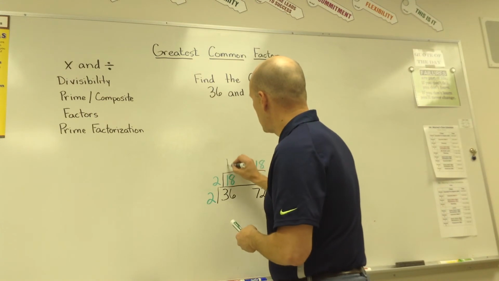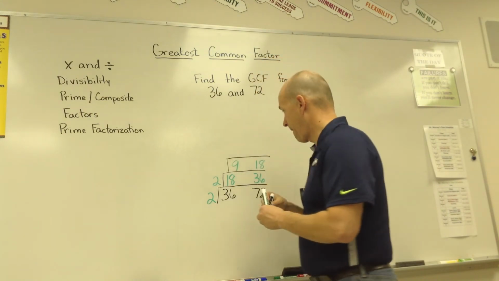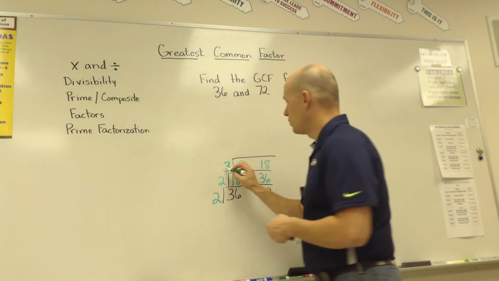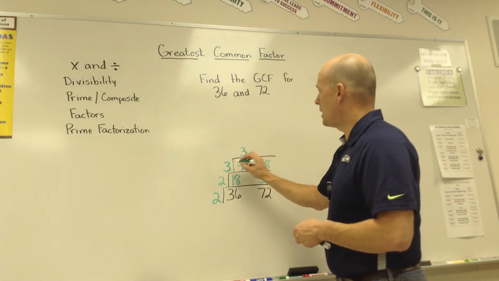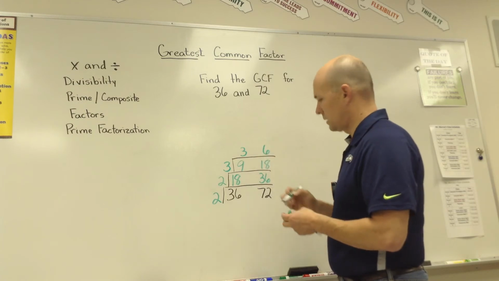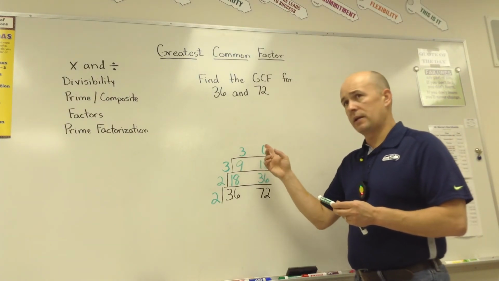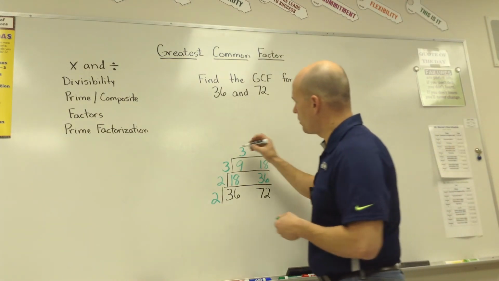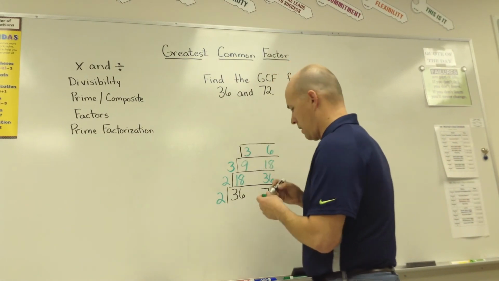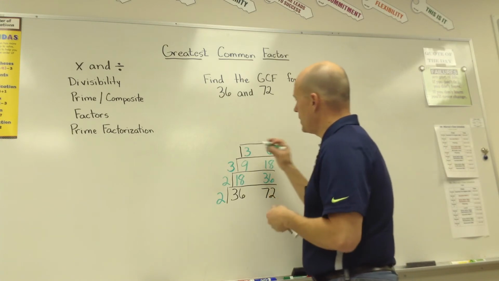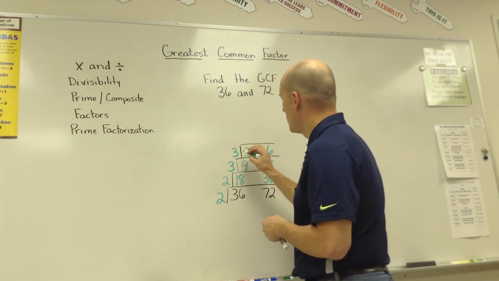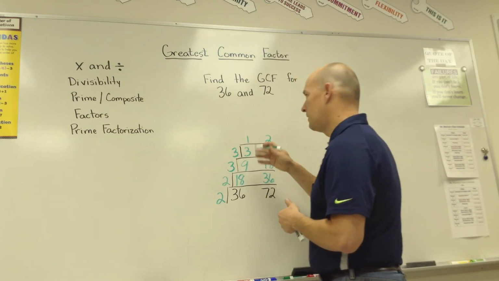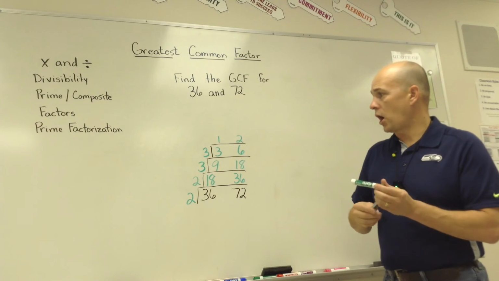So I'm going to put my next layer of my cake up there, and I'm going to divide both of these by 3. So 9 divided by 3 is 3, and 18 divided by 3 is 6. Well, 3 is prime, but it still has a factor that it shares with 6, so we're going to do one more layer, because I know that 3 goes into both of these. 3 divided by 3 is 1, and 6 divided by 3 is 2. Nothing goes into both 1 and 2, so we are done.